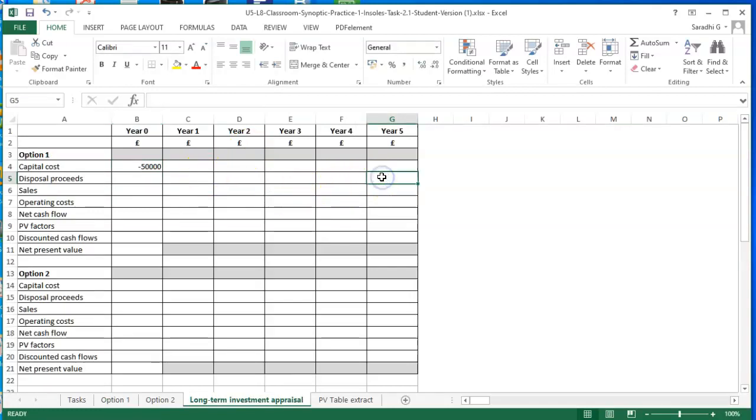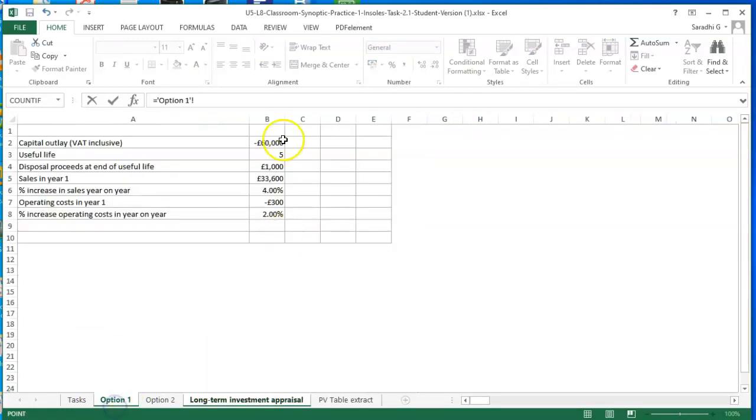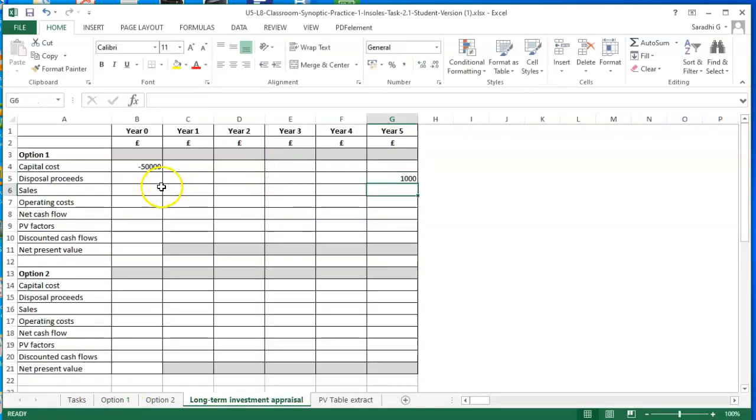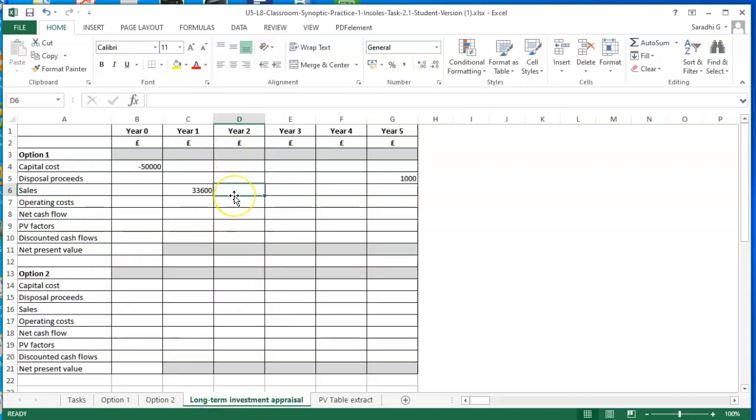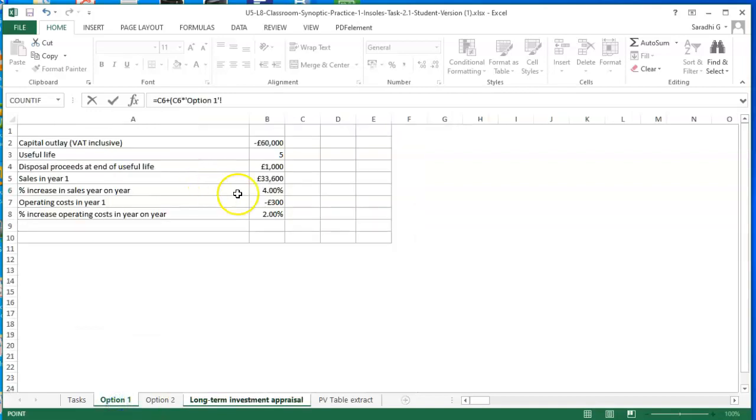Disposal proceeds will always be in the last year, so that is 1,000. Always link to the values. Sales in the first year is 33,600, but from there onwards it's going to increase by 4%. If you go back to option 1, you can see percentage increase in sales year on year is 4%. So you can use this figure to calculate: equal to your first original figure plus open bracket, the original figure multiplied by 4%.